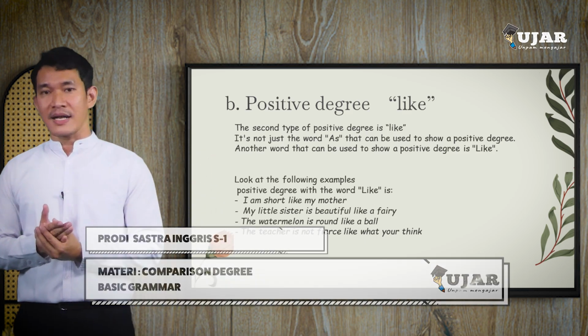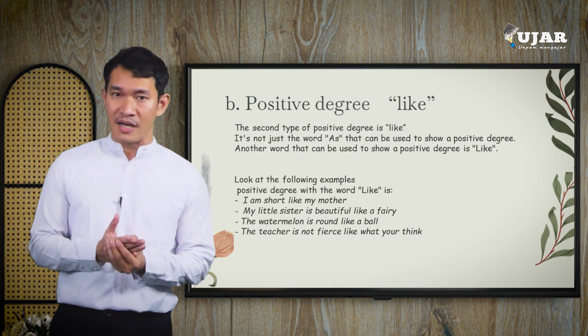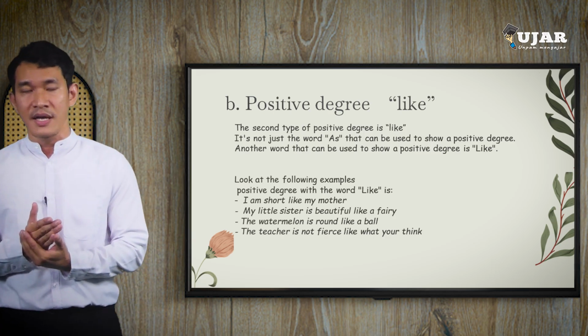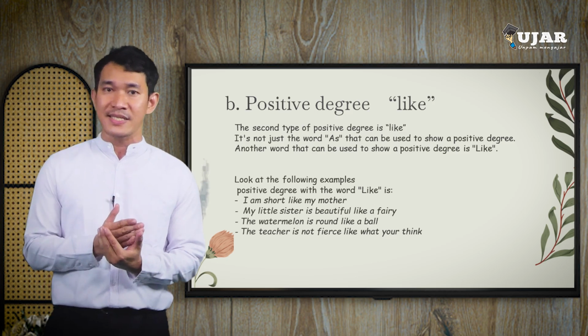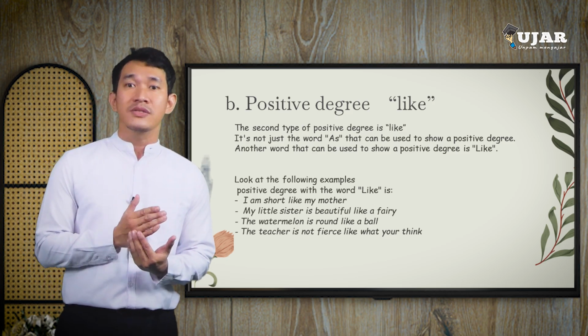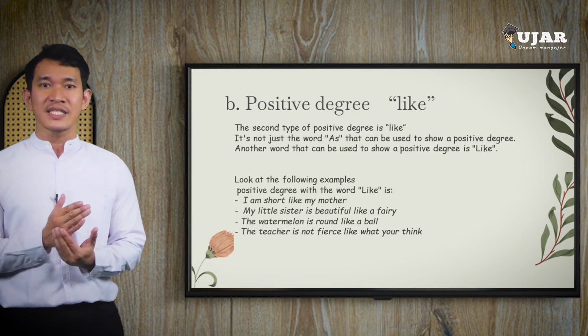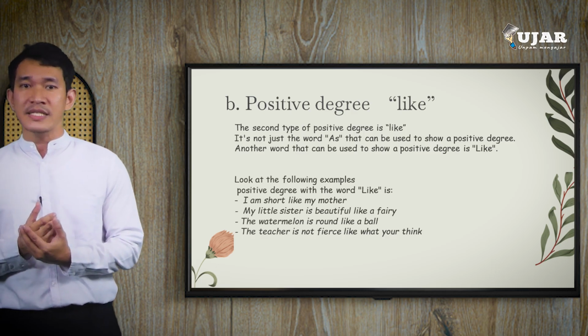To understand examples of positive degree sentences with like, it is better if we study how the formula is written or arranged. The positive degree formula with like is positive degree plus like plus object. So, the word like is placed after the positive degree, which is then followed by the object. Look at the following examples.